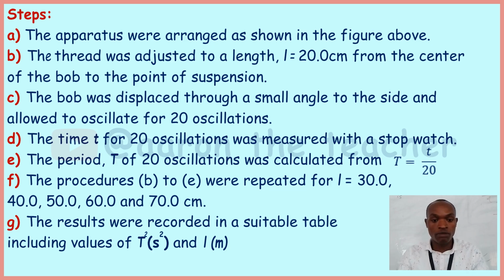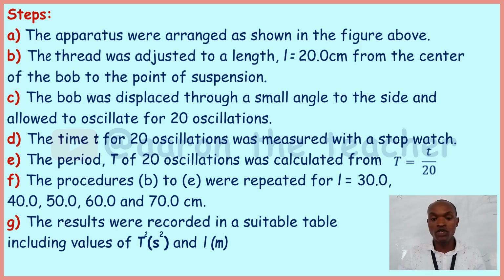Moving on, the period T of 20 oscillations was calculated from that formula. T equals small t, which is the time of oscillation, divided by the number of oscillations, which is 20. After getting that, you record it somewhere, then procedure F: we are repeating the other upper procedures, procedure B to E.